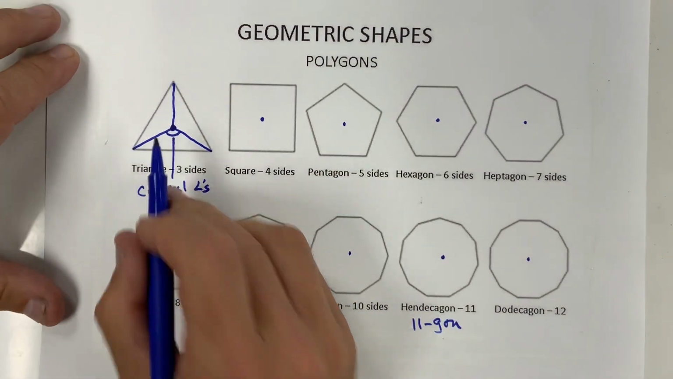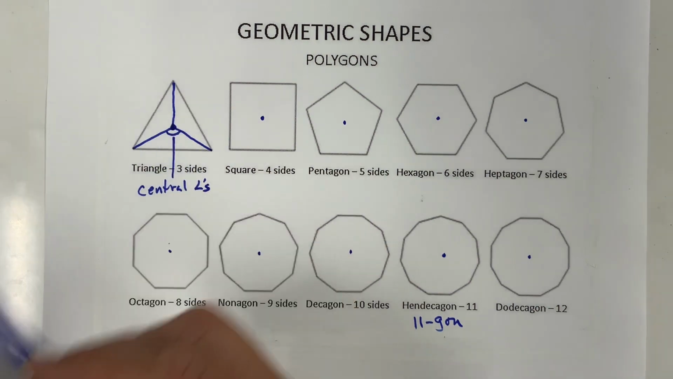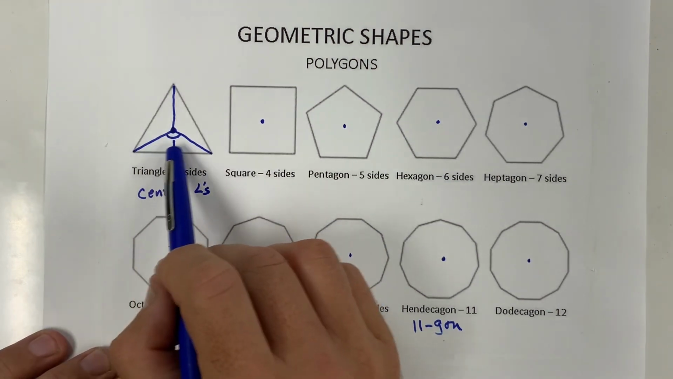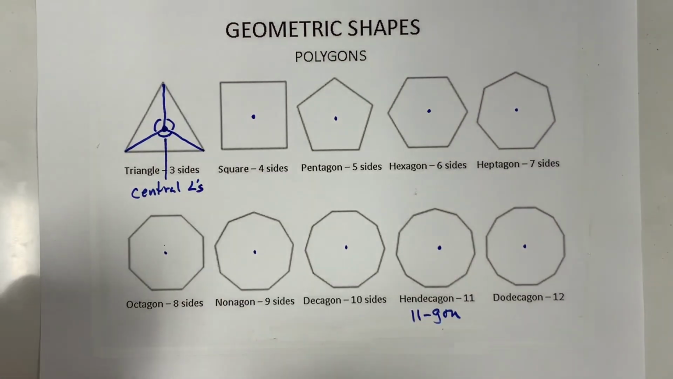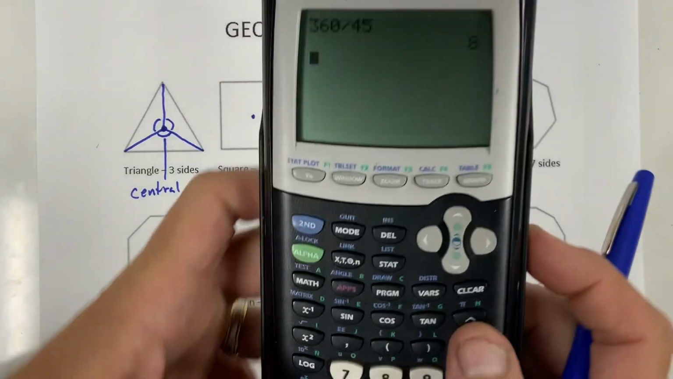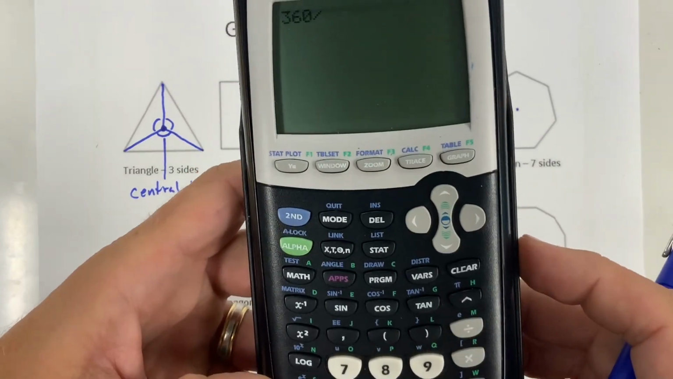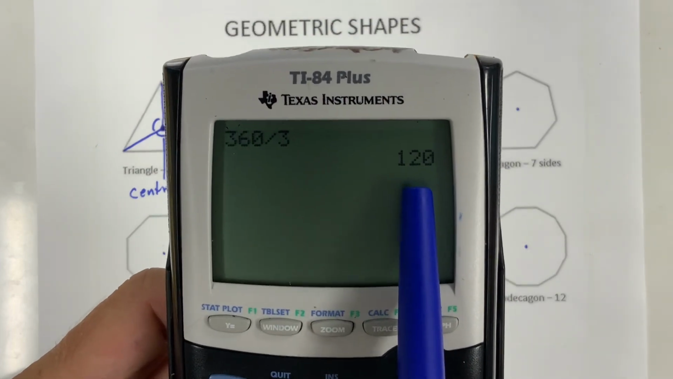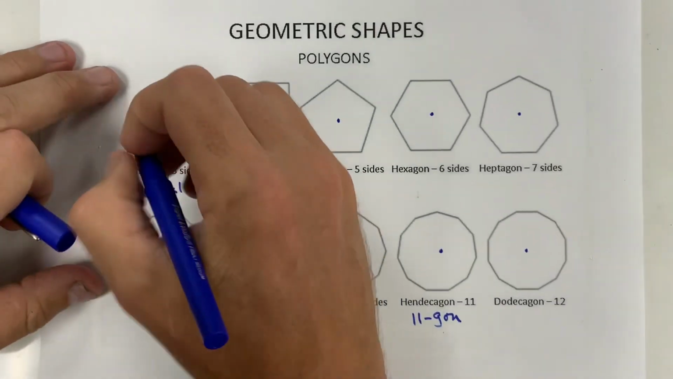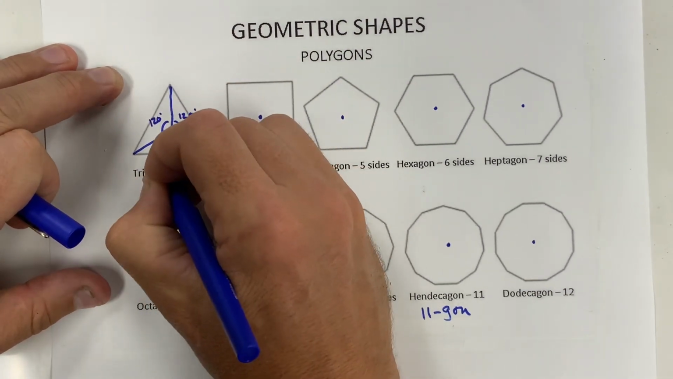Now, if I ask you how many degrees are in that central angle, well, if there are 3 of those, and I know the whole circle of angles, all 3 of these added together, need to equal 360. So if I take 360 and divide that by 3, 360 divided by 3 is going to give you 120. That means each of those pie pieces has to have 120 degrees for its angle. So this is 120, this is 120, and this is 120.